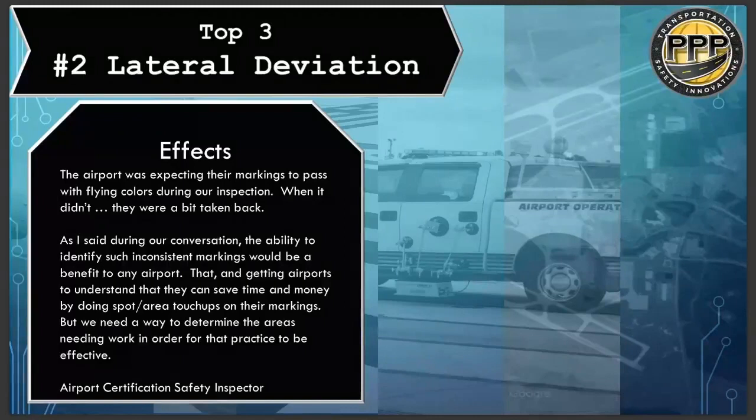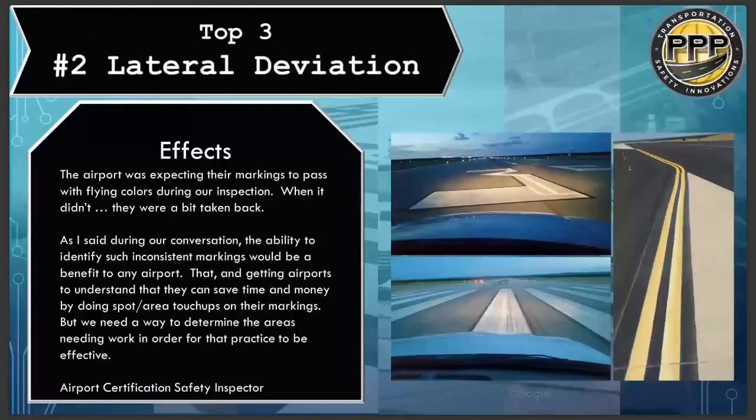This was an interesting anecdote that we took from our experience. Greg and I were involved with a conversation with an airport, and particularly an FAA inspector was asking us some questions, and we took this little story, if you will, and threw it in here. This is all about lateral deviation or uniformity of appearance, and I'm not going to read this whole thing, but what I did want to mention was the last sentence, and he says, "We need a way to determine the areas needing work in order for that practice to be effective." And that practice he meant getting airports to understand that they can save time and money by doing just certain maintenance on their markings, but you've got to be able to identify it. And he was saying, man, that would be really cool if there was a way to do that. Well, that's what this webinar is really all about.